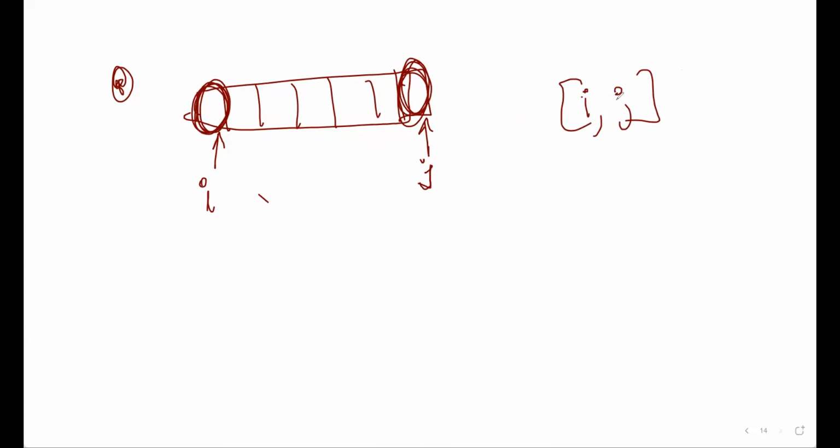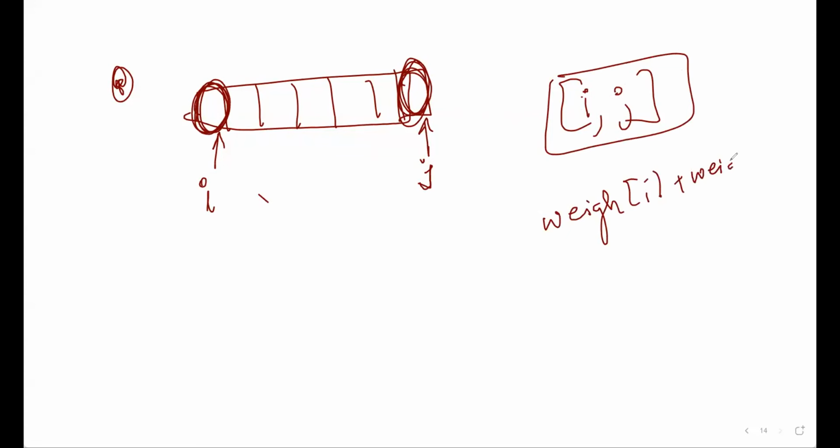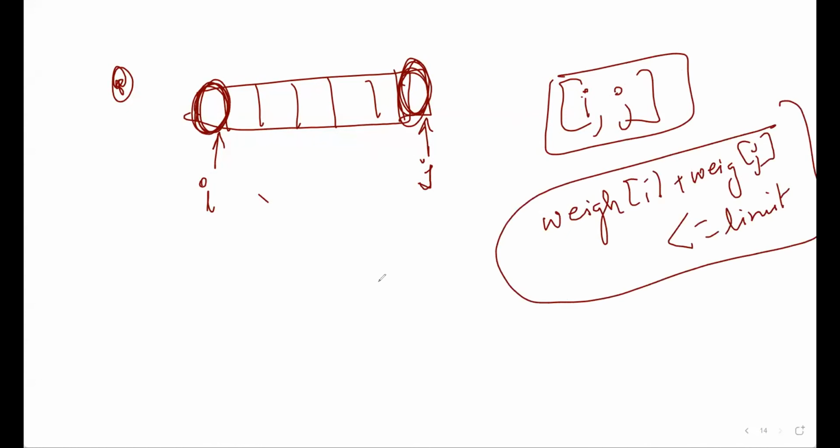They can travel when the sum of their weights, weights of i plus weights of j, is less than or equal to limit. Only then they can travel. If this is happening, okay, you made a pair, they both are traveling, so let us move to the next person, which is i plus plus and j minus minus.